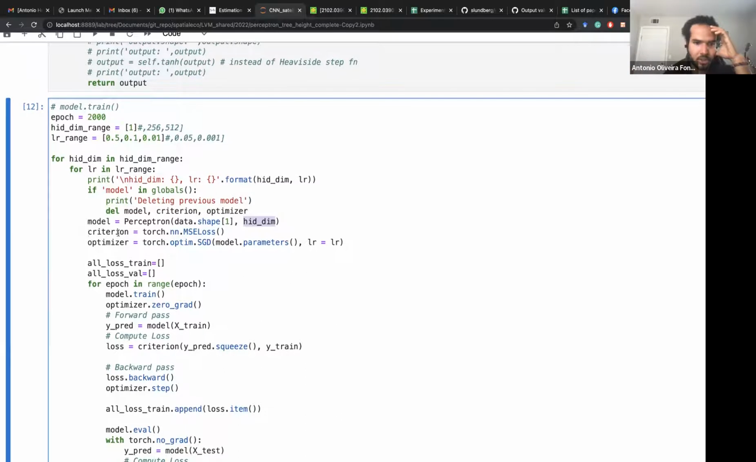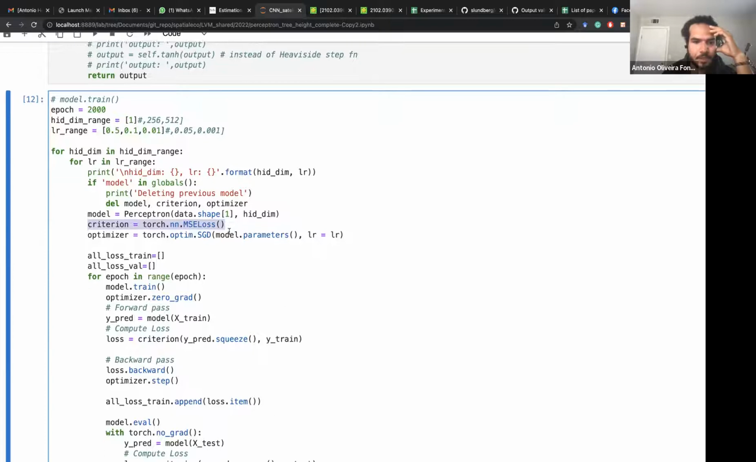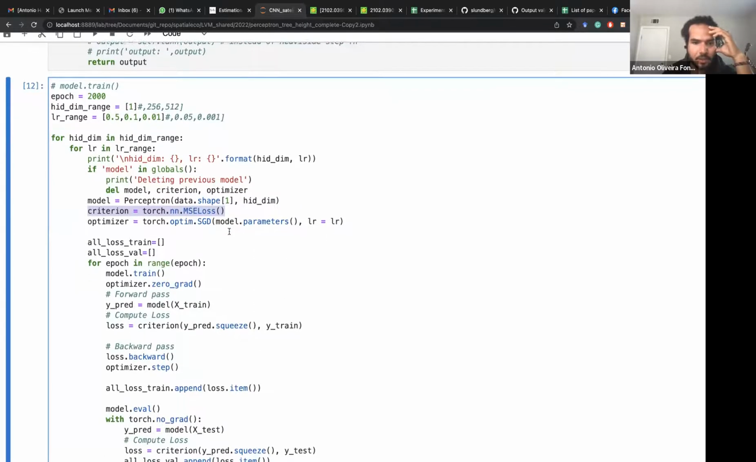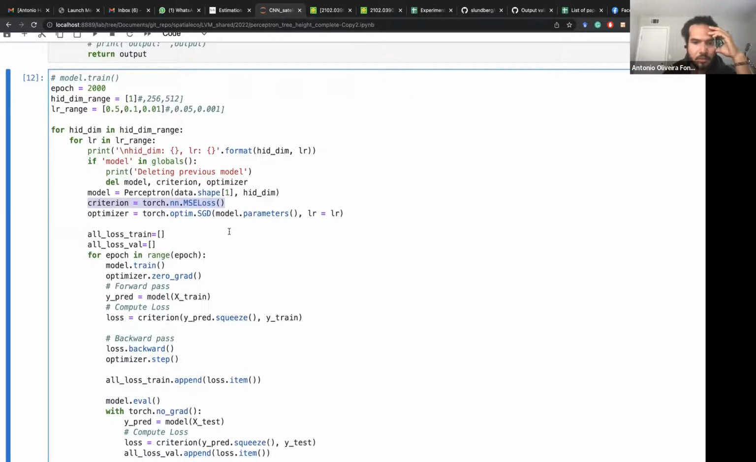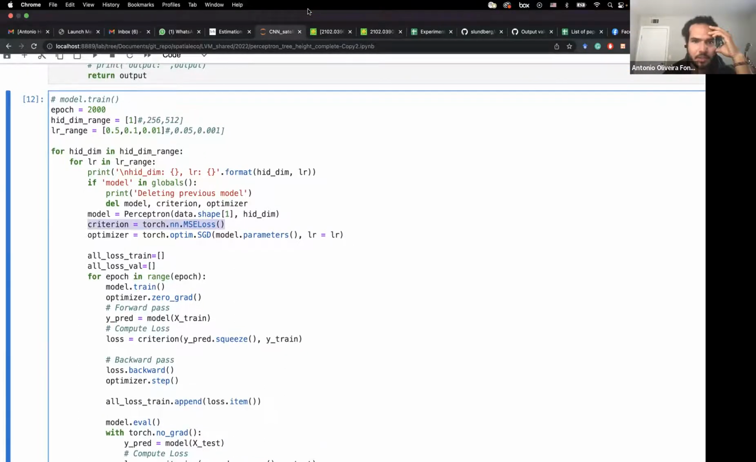Then we are defining this, what's criterion? What is the criterion here that we're defining? Aphrodite, for you. Is it the loss function? Yes. It's the loss function that I want to use. Yeah. Good.